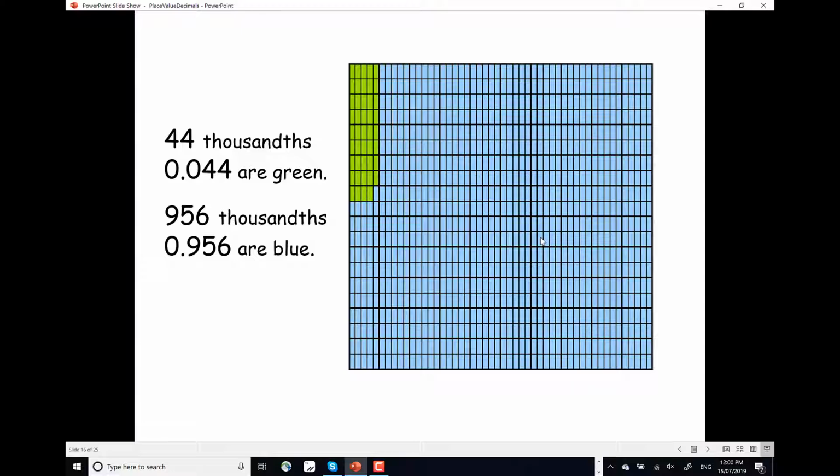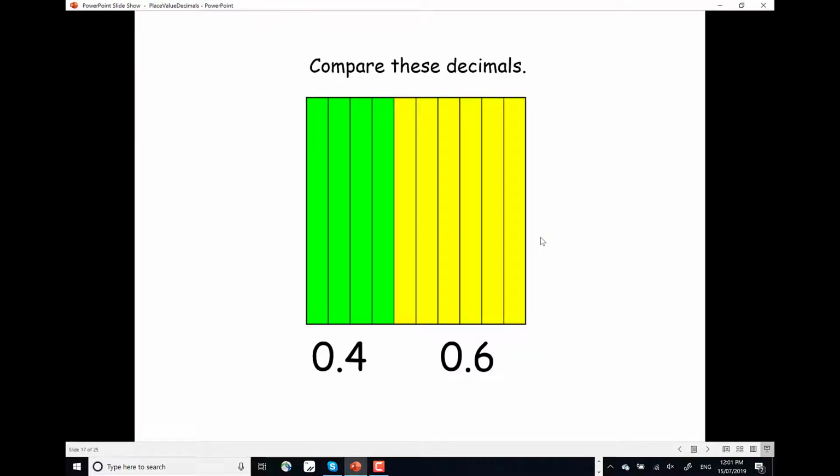And the same could be said of thousandths. Here we've got a square broken up into thousands, 1,000 little tiny rectangles, all the same size, which is important. 44 of those rectangles are green, and 956 of those rectangles are blue. And they would be written as 44 over 1,000, or 956 over 1,000, or 0.044, or 0.956.